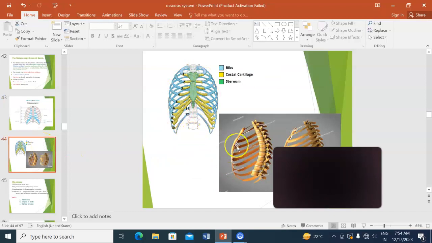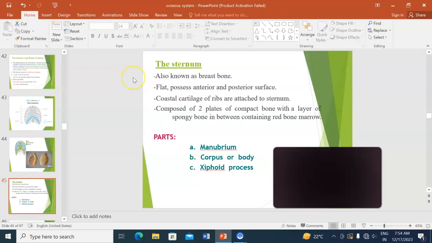See, again, this is the view of the thoracic cage. On the back side, this is the thoracic vertebra, and these are the ribs. This is the front view of the thoracic cage. Next, moving further, we will see the parts one by one. First one is the sternum.